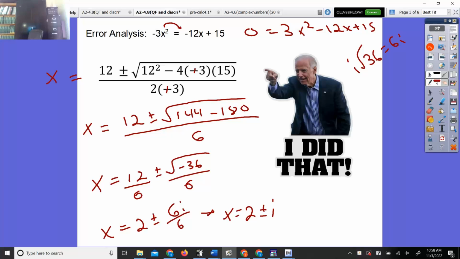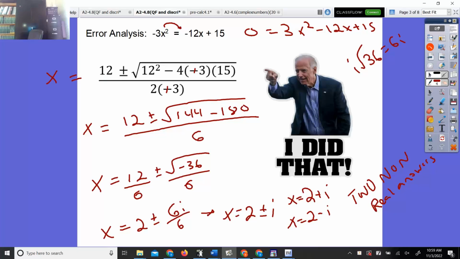What are your 2 answers? It's 2 plus i and 2 minus i. X is 2 plus i, or x is 2 minus i. Where did the i come from? Non-real answers. You were there with us. You had the root of negative 36, Ross. Is it real or imaginary? Imaginary. So it became the imaginary root of 36, and the root of 36 is 6.